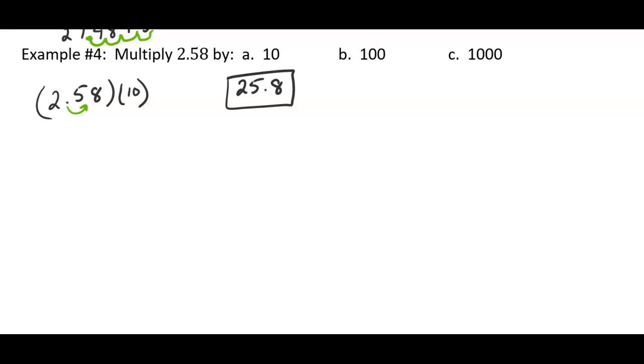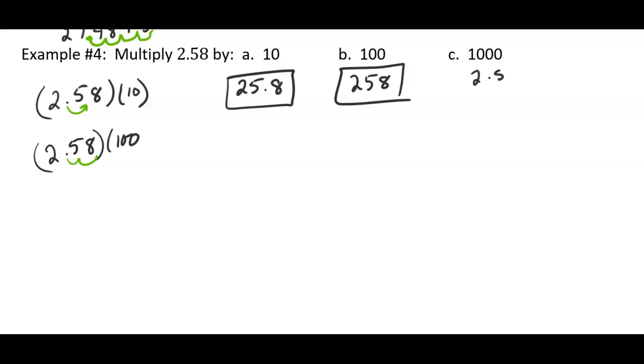Okay, so now we're going to take 2.58 times 100, and that's going to move the decimal place 2 places because we have 2 zeros. So my answer is going to be 258. Okay, and then finally 1,000. So I'm going to take my decimal 2.58, and I have to move it. There's 3 zeros, so 1, 2, 3. Notice I ran out of digits. So my number is getting larger, and I need my decimal to be here at the end, so I'll have to fill in a 0 for the ones column. So my answer is going to be 2,580.